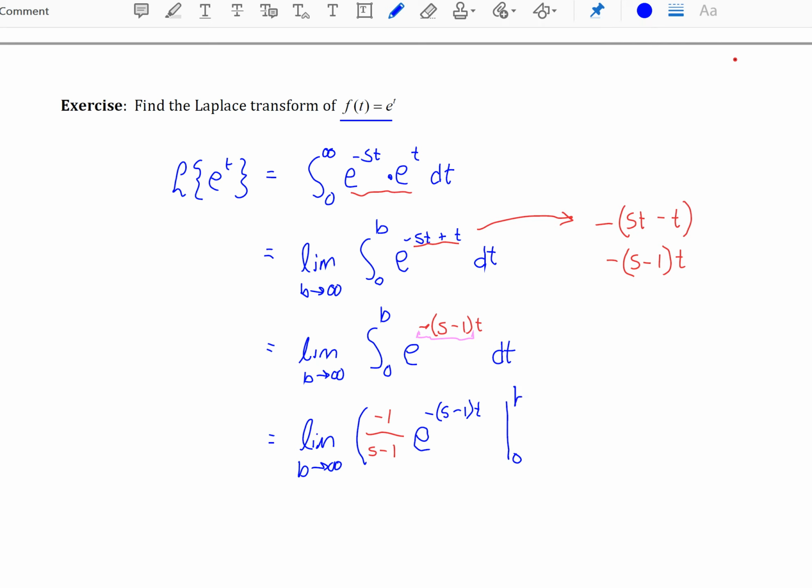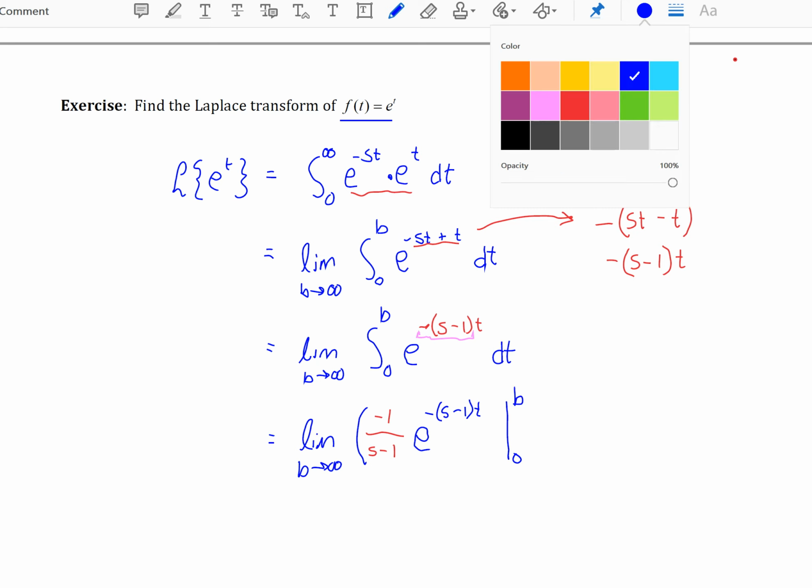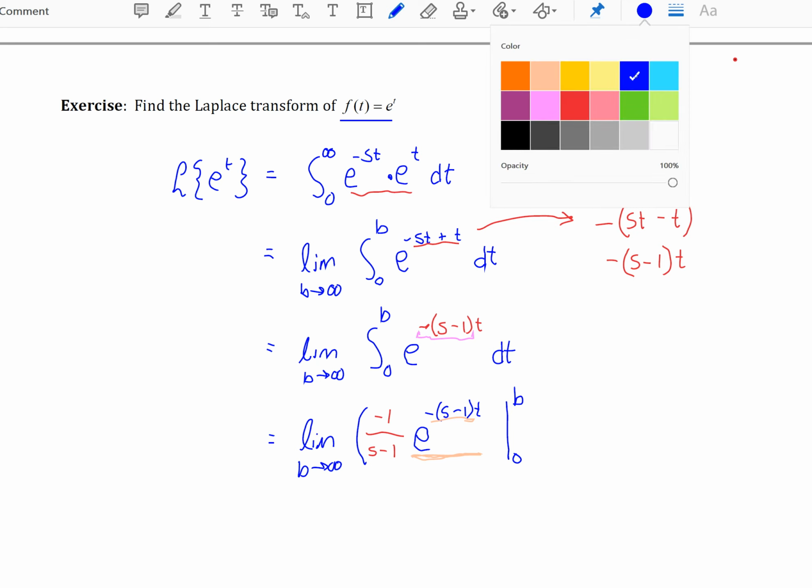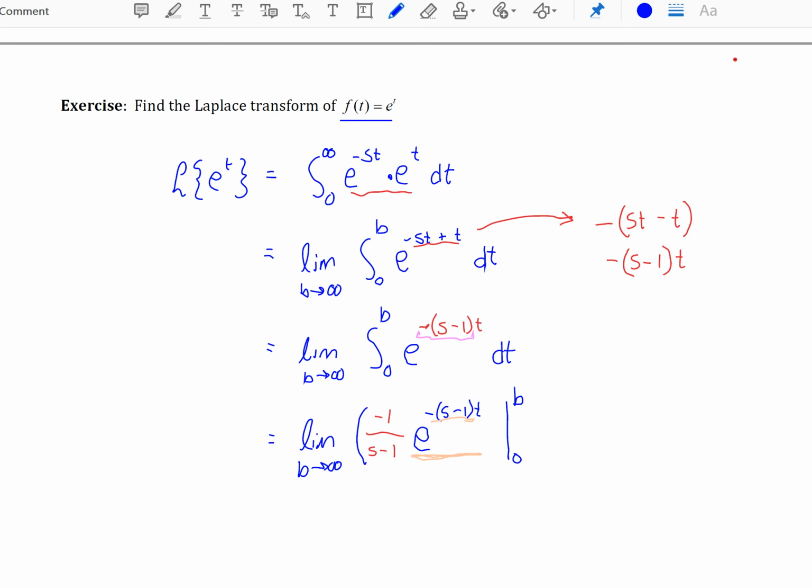Now, if this antiderivative looks a little odd, let's double check that it works by taking the derivative. The derivative of e to the anything is e to the anything, times by the chain rule, the derivative of what's in your exponent, and the derivative of negative s minus 1 times t. The negative and the s minus 1 would come down and cancel with our coefficient, and we'd be back at our original integrand. So I believe this does work.